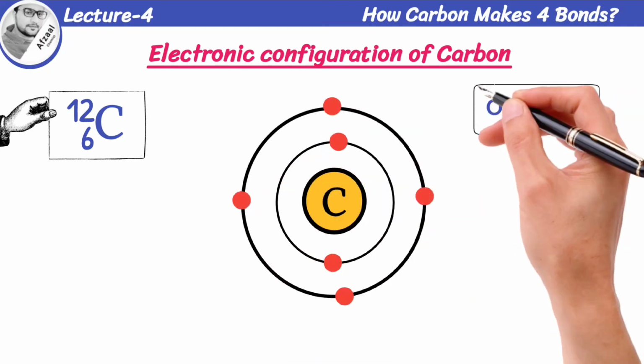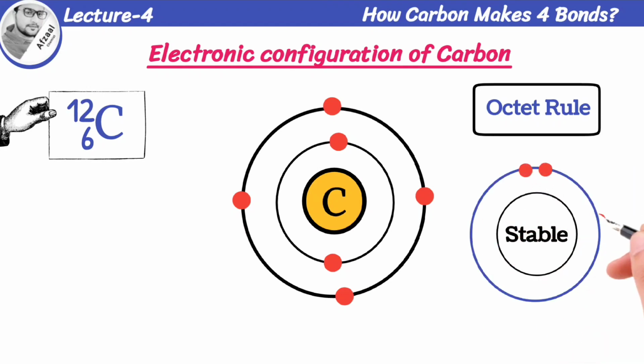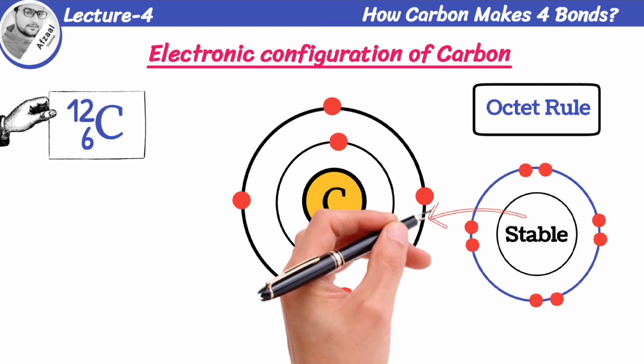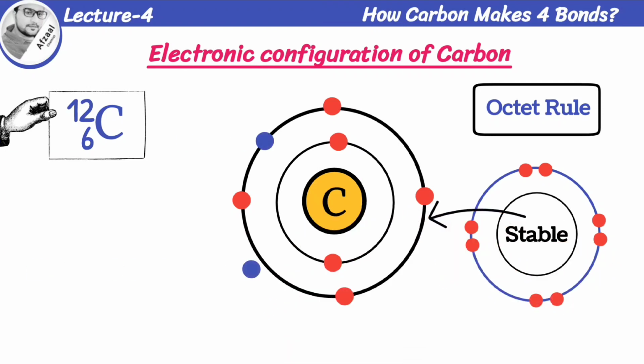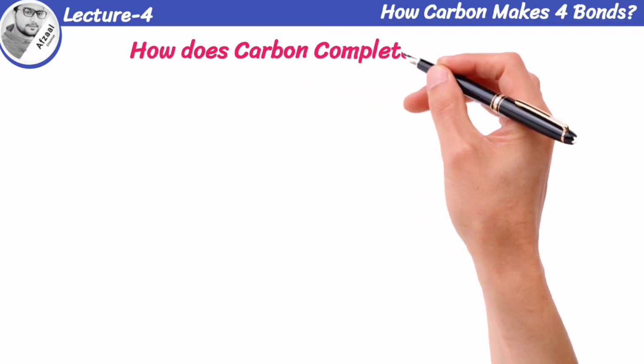According to the Octet Rule, an atom is considered stable when it has 8 electrons in its valence shell. So carbon also wants to become stable. To get stability, carbon needs 4 more electrons in its valence shell. Now, let's see how does carbon complete its octet?